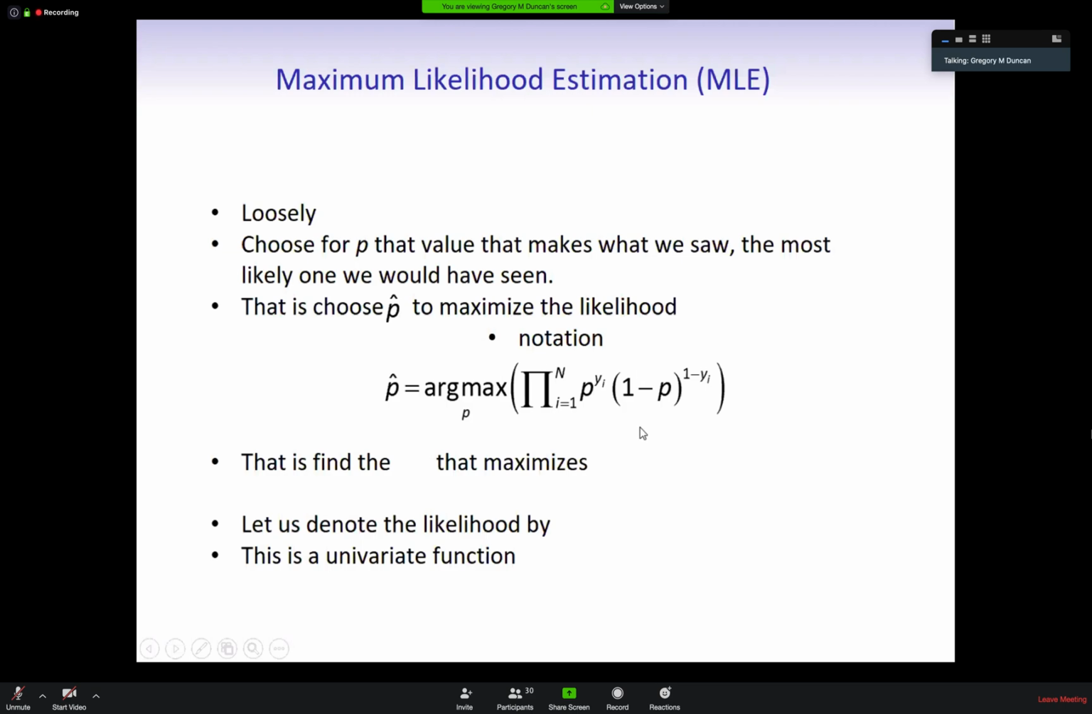Now, I could also ask the question, and we'll be interested in this later, what is the maximum value of this? And that would just simply be the max. So argmax says we want the argument that does this. Max says we want the value of the maximum. So we find the P hat that maximizes this. We're going to denote this likelihood function by L(P).